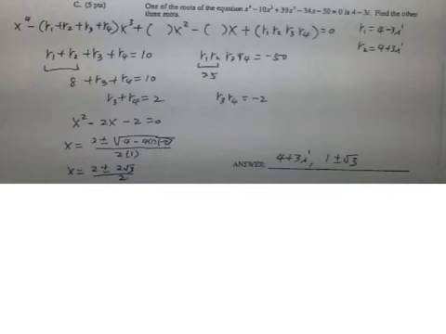Now, one root we could tell right off the bat is going to be the conjugate of 4 minus 3i, which is going to be 4 plus 3i. So we wrote both those over here. Now we just need to find the other two roots.